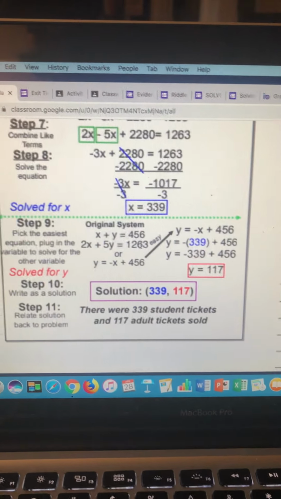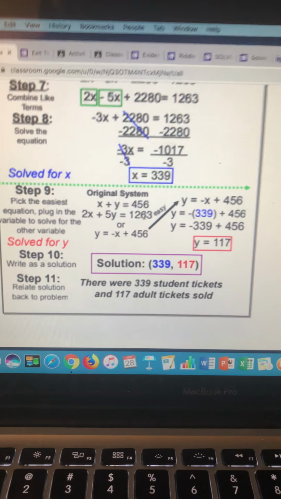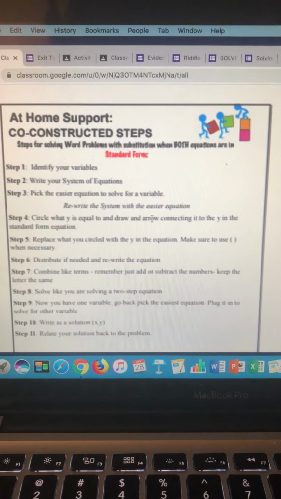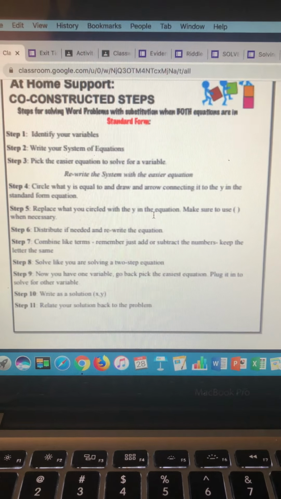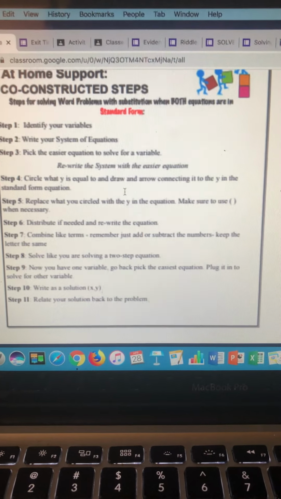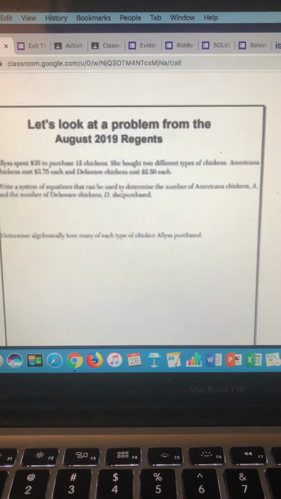So it is a little tedious, but everything I modeled for you is right here. They're all on the slides. I just wanted to walk you through one so that you can really see how it plays out. Here are your steps, exactly what I modeled for you, a little bit more detailed. I think they're very helpful when solving these types of problems.